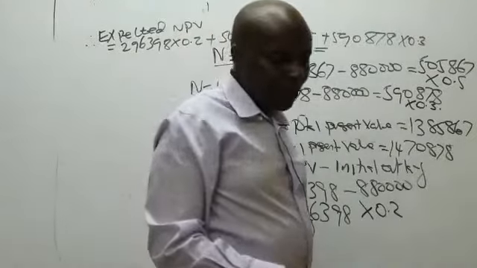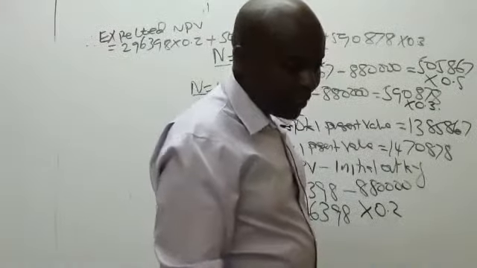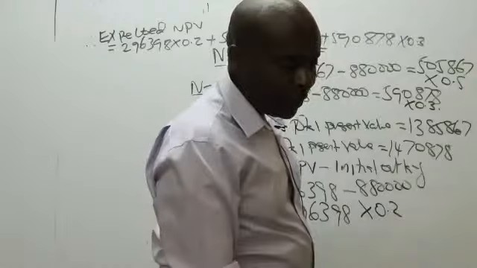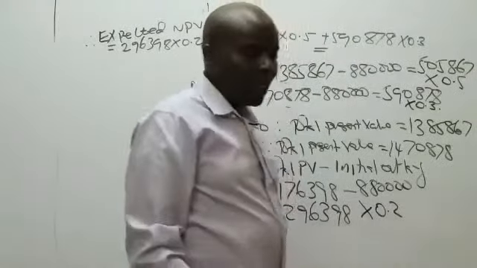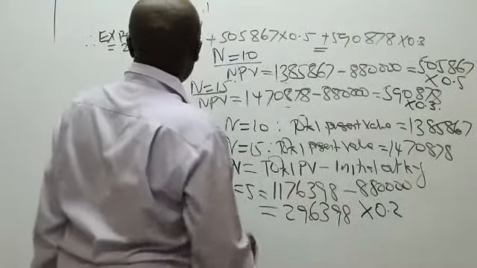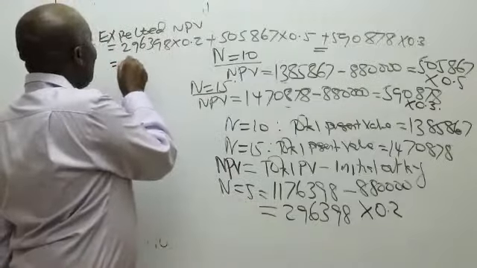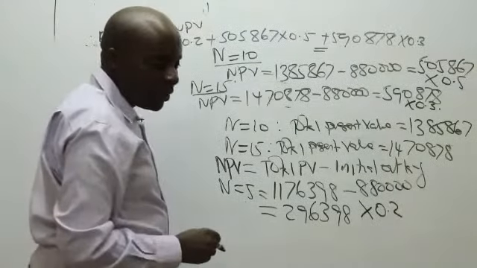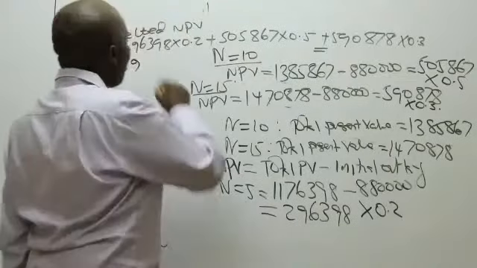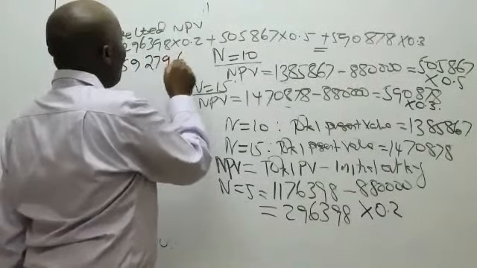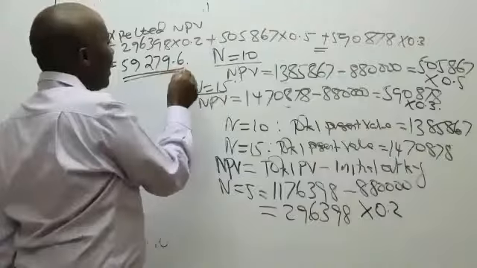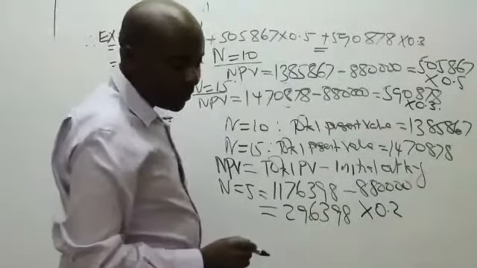Expected net present value. The total answer is 59,279, 279.6, like that. Please underline.